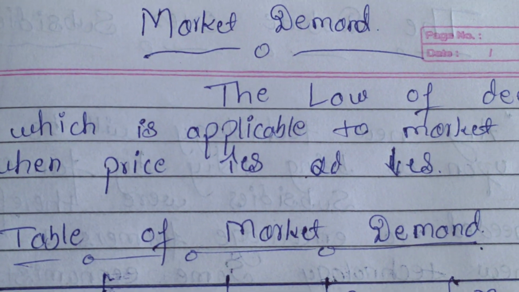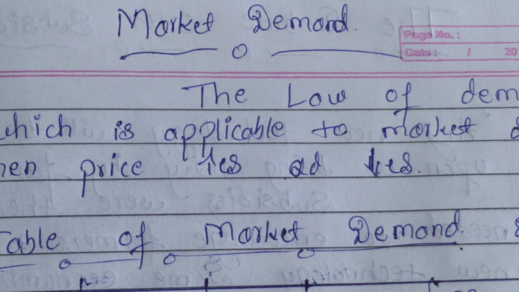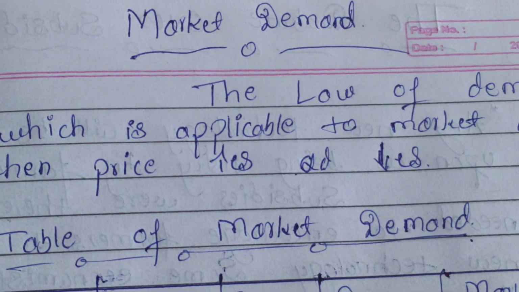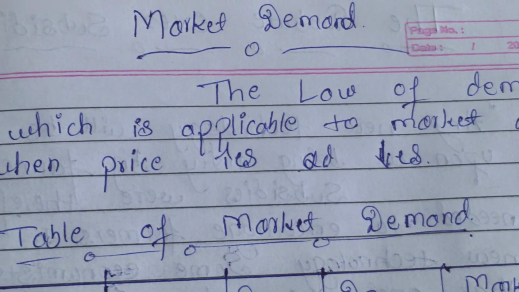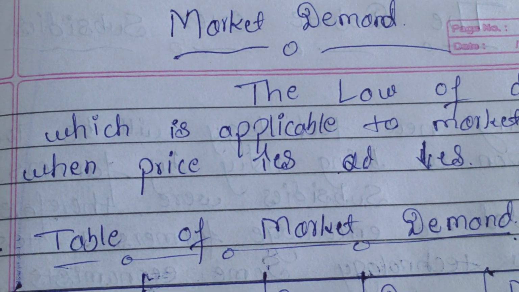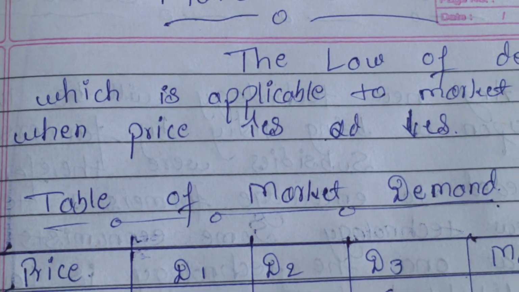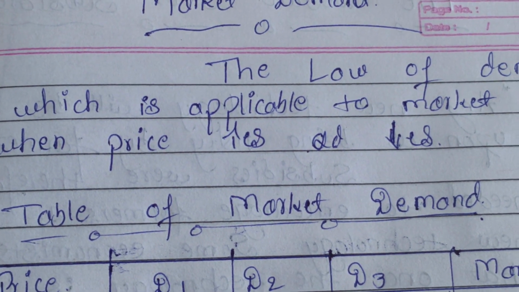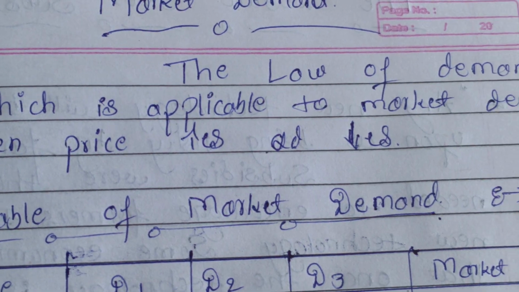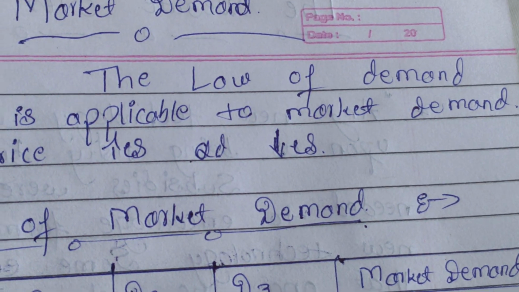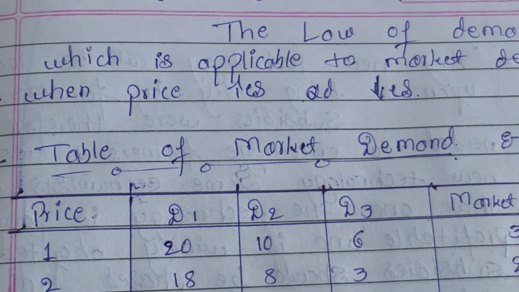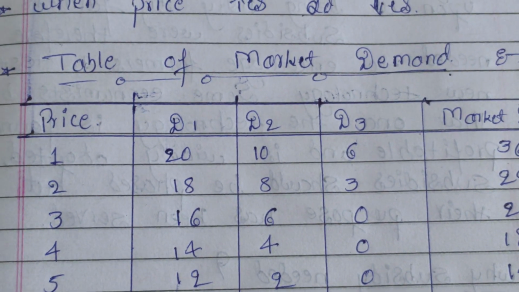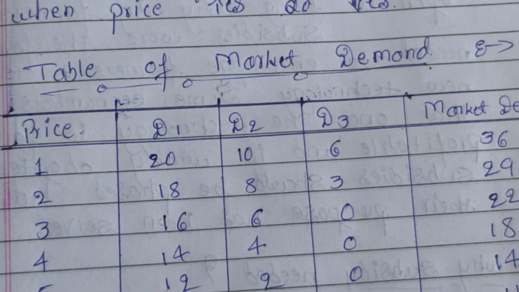Okay, here we have market demand, a very important concept. The law of demand is applicable to market demand. It means when price increases, quantity demanded decreases. When price increases, quantity demanded decreases. So, here we have the table of the market demand. Yes, the entire concept of market demand is very important.